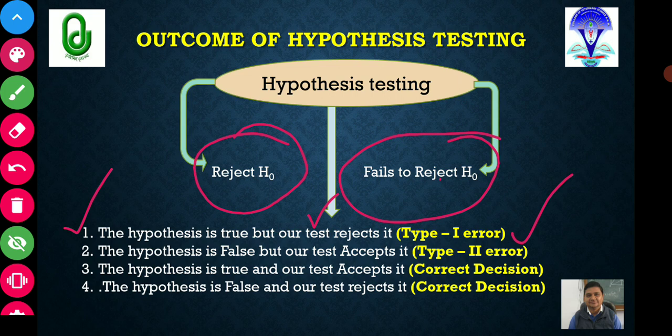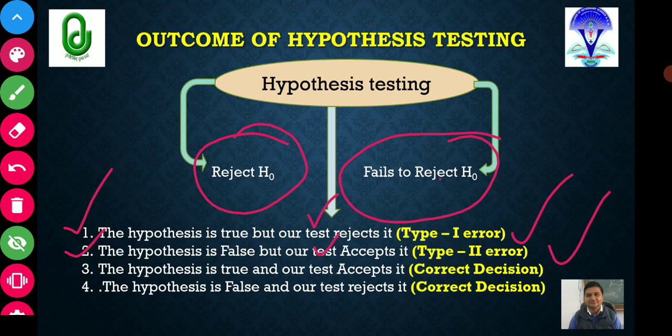The second possibility is that the hypothesis is false. So, whatever hypothesis is there, that is false, but the test criteria that we have applied is accepting it. So, that means again we have committed an error, but this is a different kind of error. This kind of error is known as type 2 error.